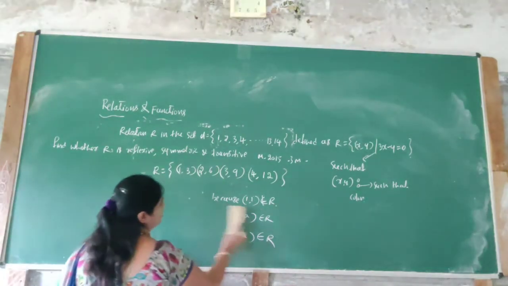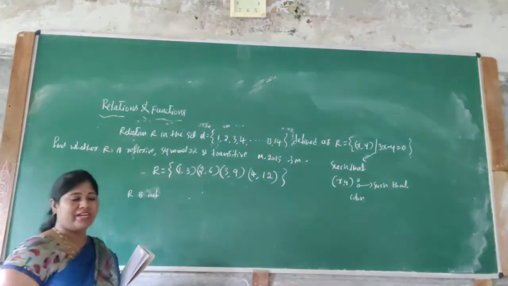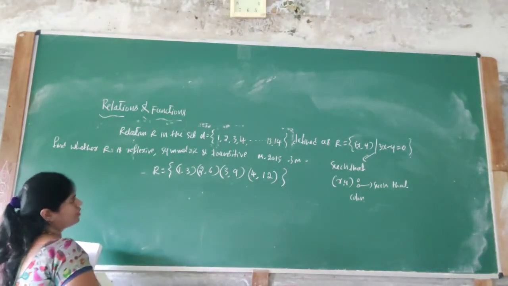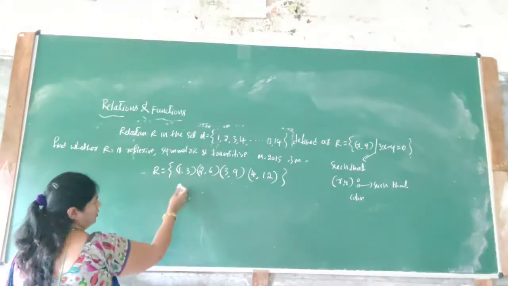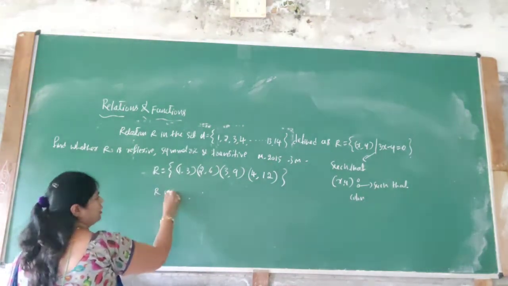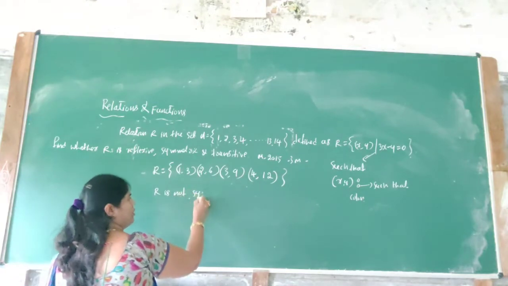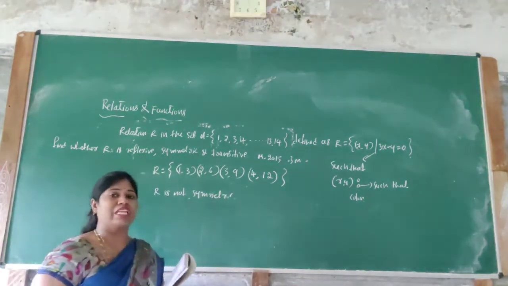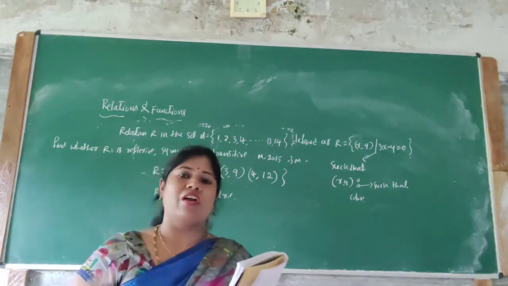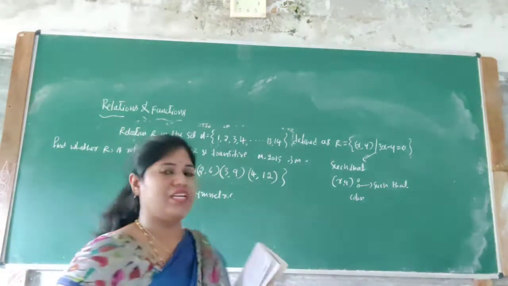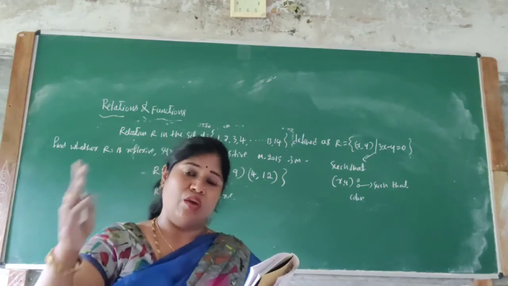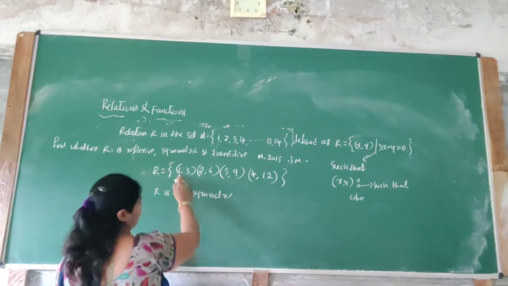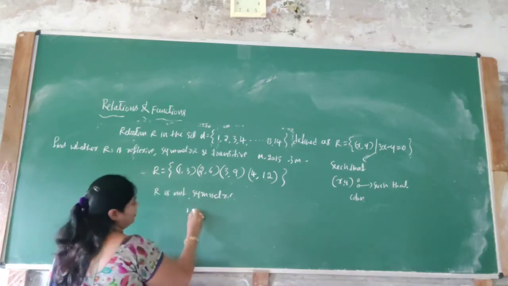Is R symmetric? R is also not symmetric. Why is it not symmetric? So you have to recall the definition. For all (x, y) belongs to R, according to this statement, (x, y) belongs to R means (y, x) should also belong to R.